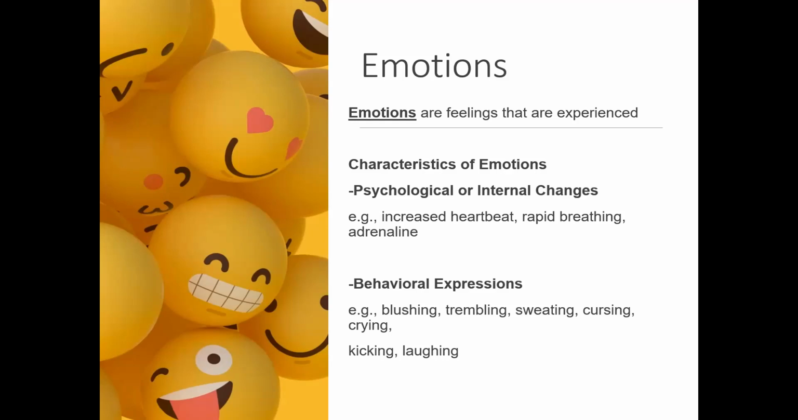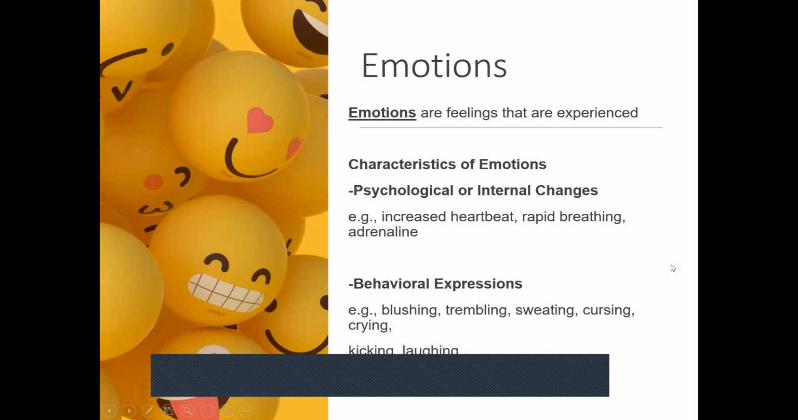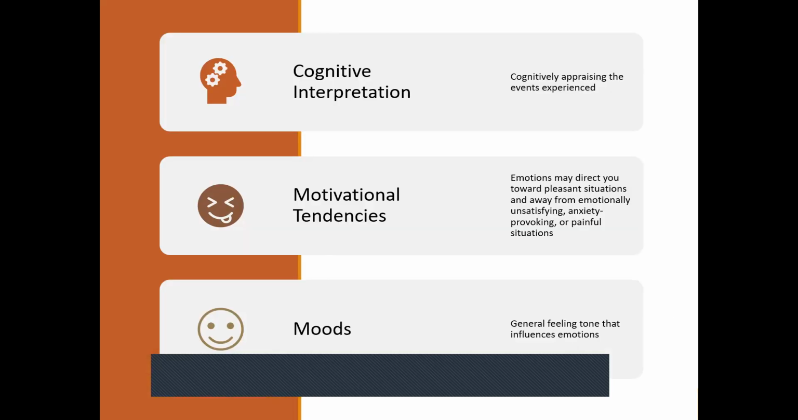And so these could be psychologically, internal sensations that you're feeling, such as you get anxious and therefore you have an increased heartbeat, or you start breathing rapidly, you feel the adrenaline rush come over you. And that is not just psychological, but also physiological. As far as how you express this behaviorally, it could be that somebody sees you shaking, sweating, maybe crying, maybe kicking, maybe laughing, blushing, etc. So those are the various aspects of emotions.